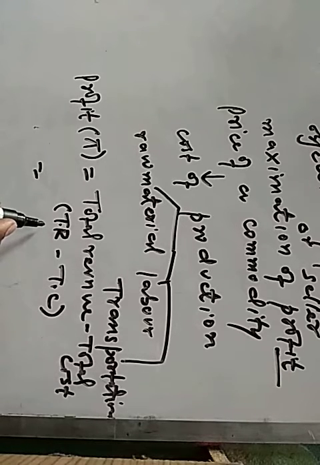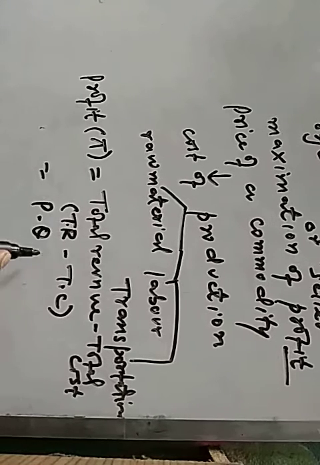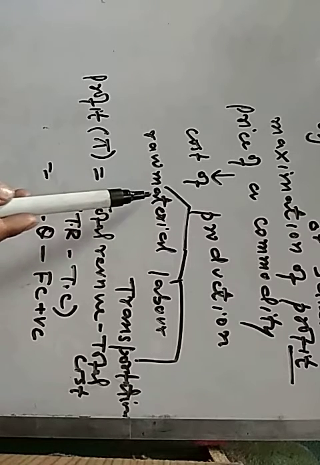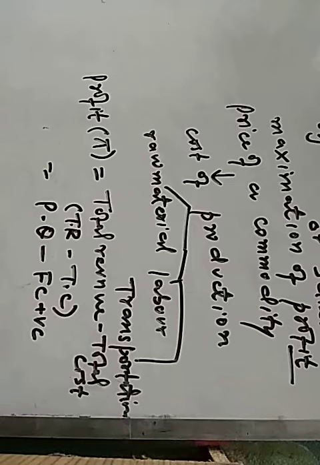And this total revenue is equal to price P times Q, the quantity supplied, and total cost includes fixed cost plus variable cost. Fixed cost is cost of machinery, building, land, etc. And variable cost is cost of raw material, cost of labor, that is wages of labor.